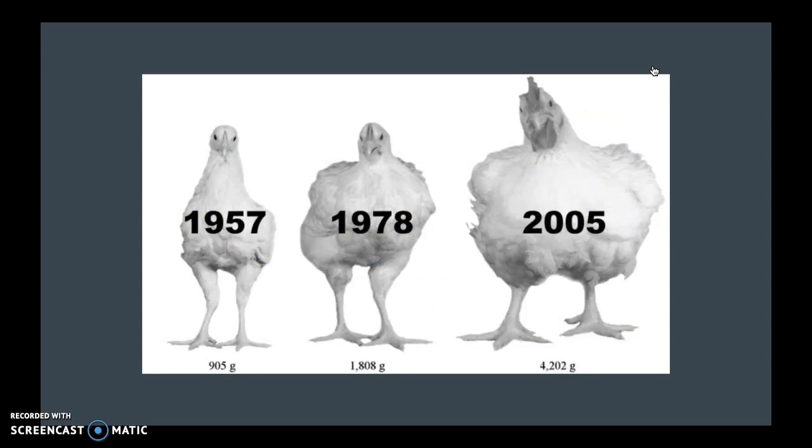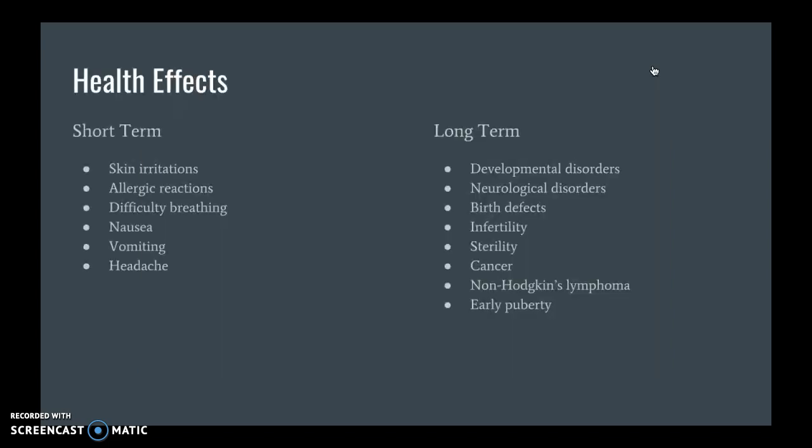Another example of the effect of the growth hormones is in this evolution of the adult chicken from 1957 to 2005. You can see the clear difference in the size of a full-grown chicken just due to the increased use of growth hormones. And so these hormones are then present in the meat that, again, is being distributed to the public for us to eat.